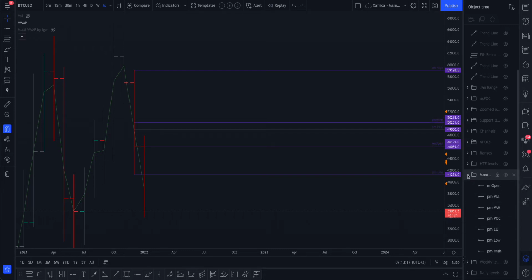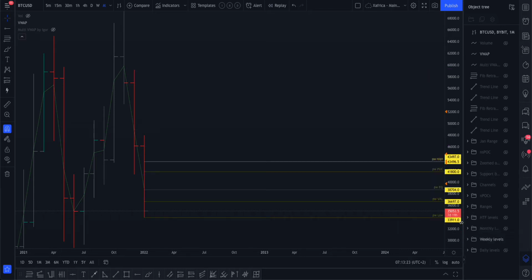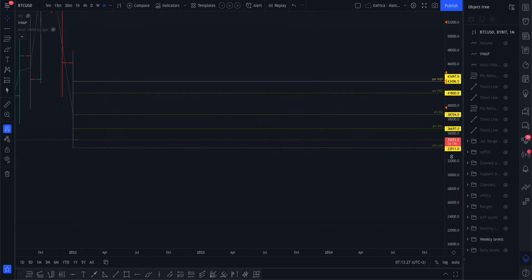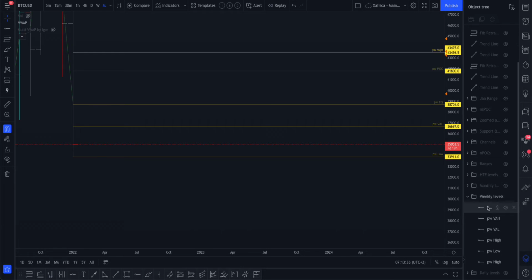Alright, I'm going to hide that for now. And then we look at the weekly levels. You can just stop and record that. We've got the overlap there at the top. Let me just show that. I think that's the value area high and the previous week high.